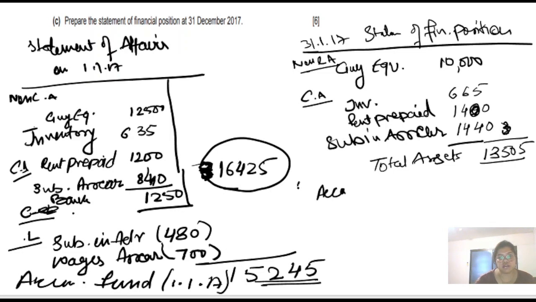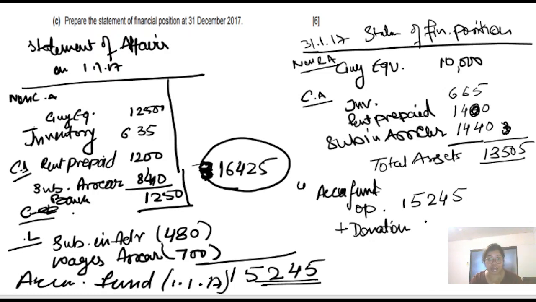Now, your accumulated fund and the liabilities. First of all, you have to record your accumulated fund. What is the opening balance of the accumulated fund? You already calculated it, that is 15,245. In the additional information they give us specific instructions related to the donation. Because that donation is capitalized, we have to add it here. So we add 600 here, and we get a deficit from our income and expenditure account of 3480.